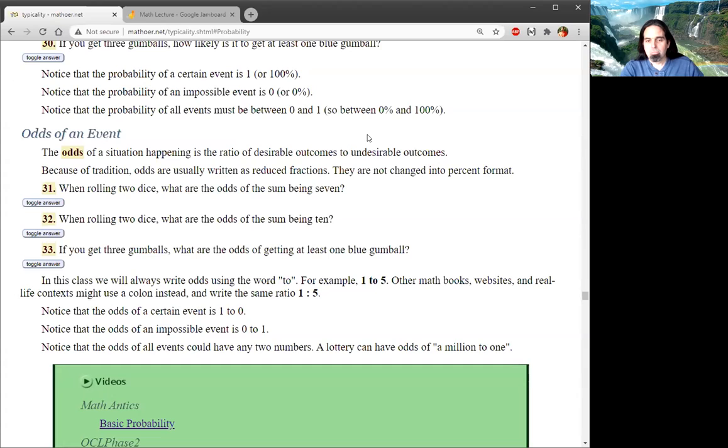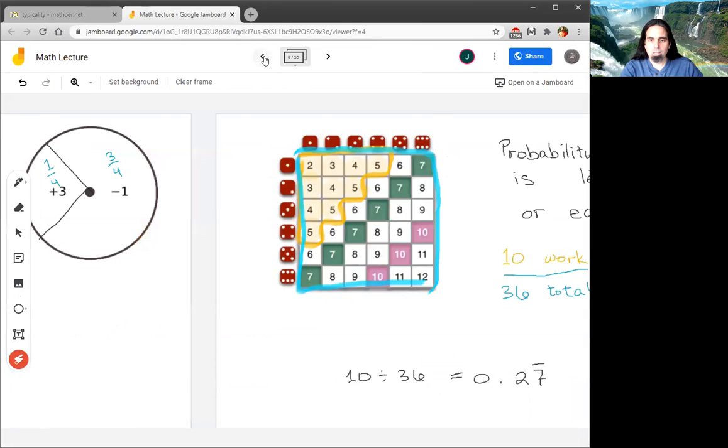Okay, odds. New vocab word. The odds of an event is another ratio. It's the desirable outcomes to the undesirable ones. And because of another tradition, odds are usually written as a reduced fraction, and they're not changed into a percent format. So let's go back to our original thing here.